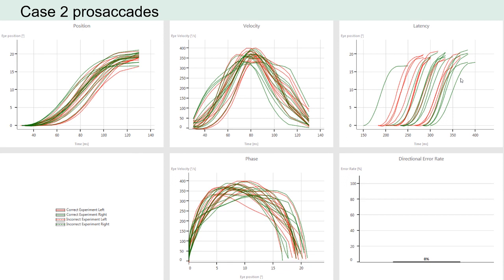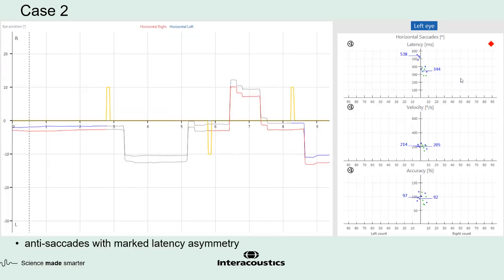But then we look at his anti-saccades. Now, on the standard saccadometry graph, we can see a huge difference in his latencies. These latencies should be the same. And like I said, we like seeing latencies go up by 100 to 150 milliseconds when you do an anti-saccade task. And he did that just fine going to the right. But his latencies going to the left went up dramatically, 538 average millisecond latency, which is far too high.